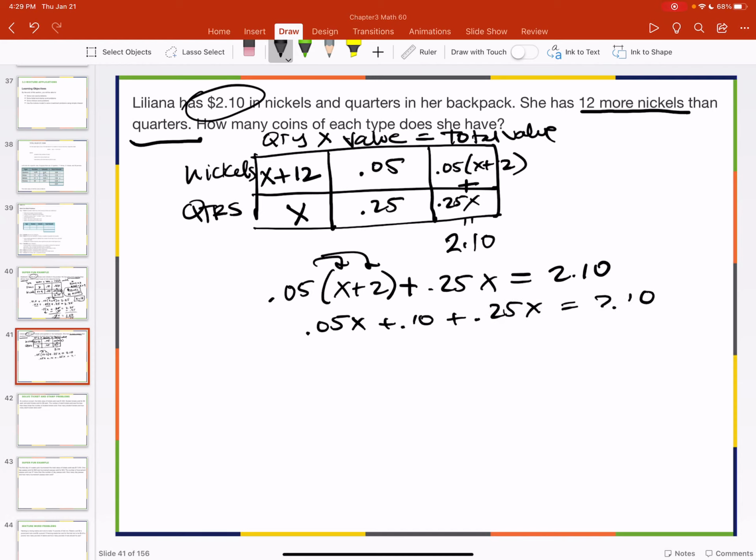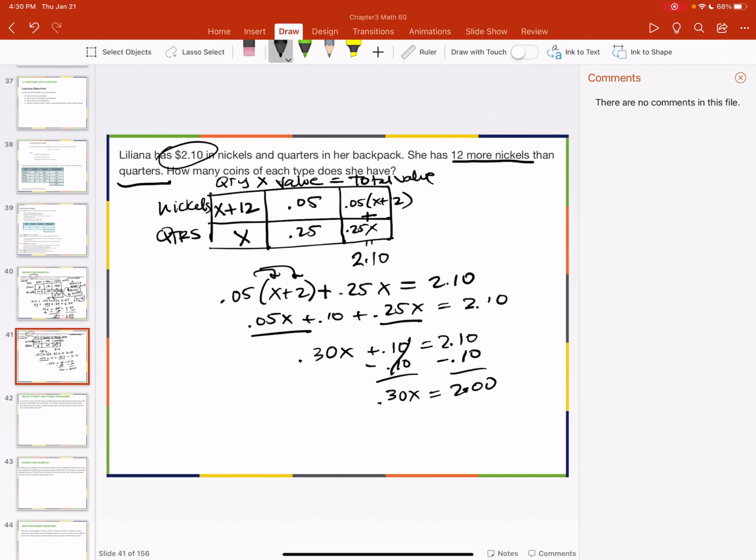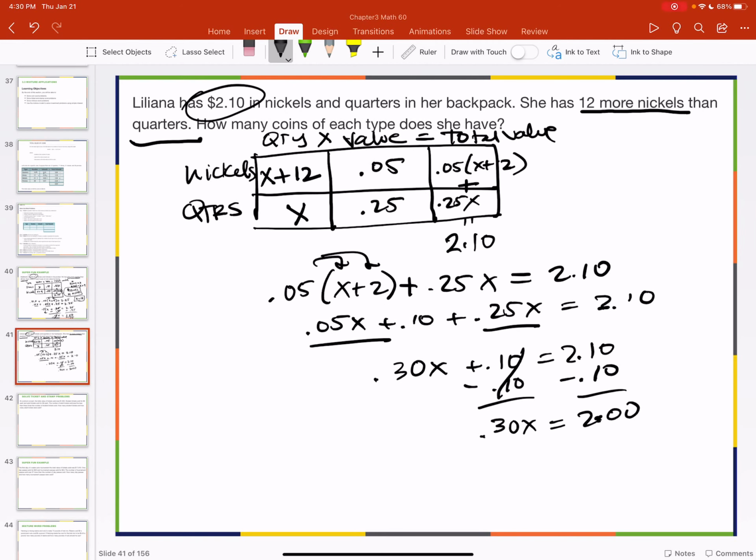Then we're going to do like terms. Okay, and then we're trying to isolate the variable here, so we get $2, right? And then divide by 30. So here we're going to do 2 divided by 30. I mean 0.3, or 30 hundredths, right?